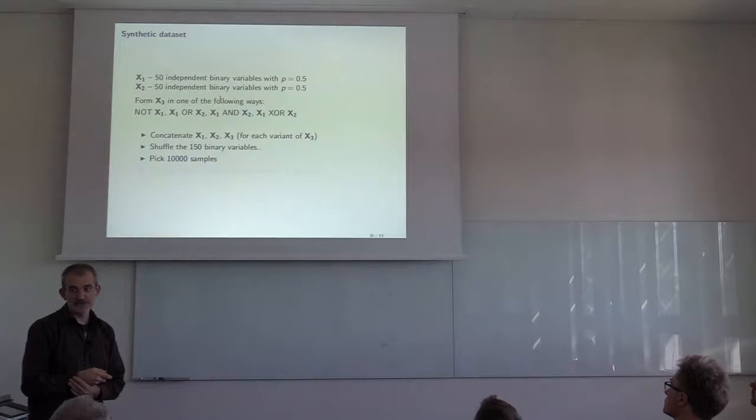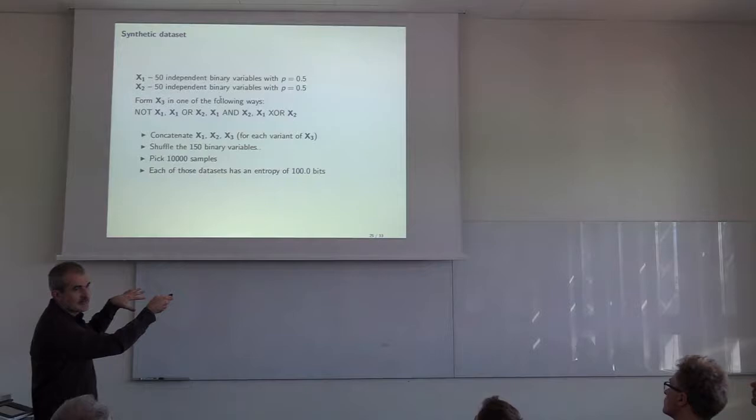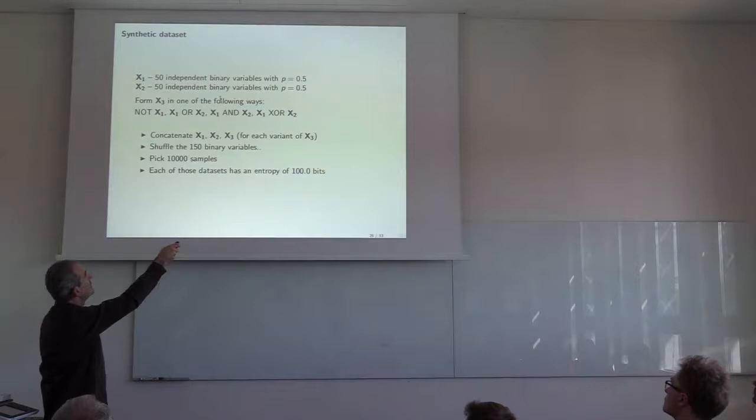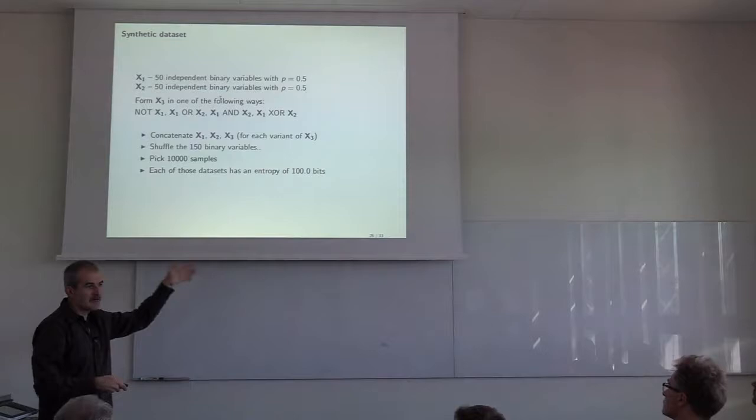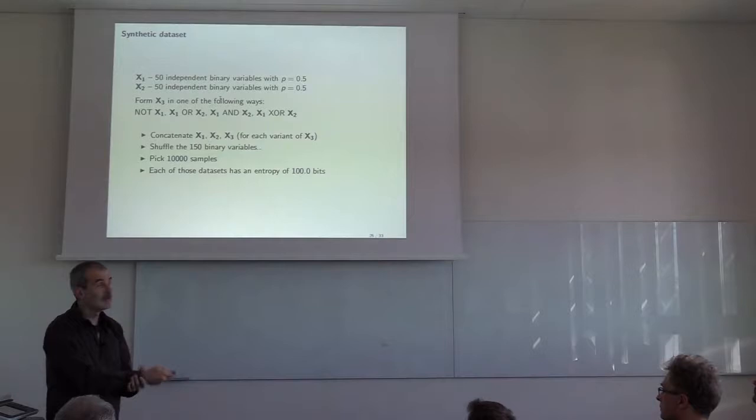Now the nice feature here is that all those data sets have an entropy of 100 bits, because of course x3 is completely determined in terms of x1 and x2. So these are just some additional variables. Now we can try to see whether our method can extract this interdependence structure.